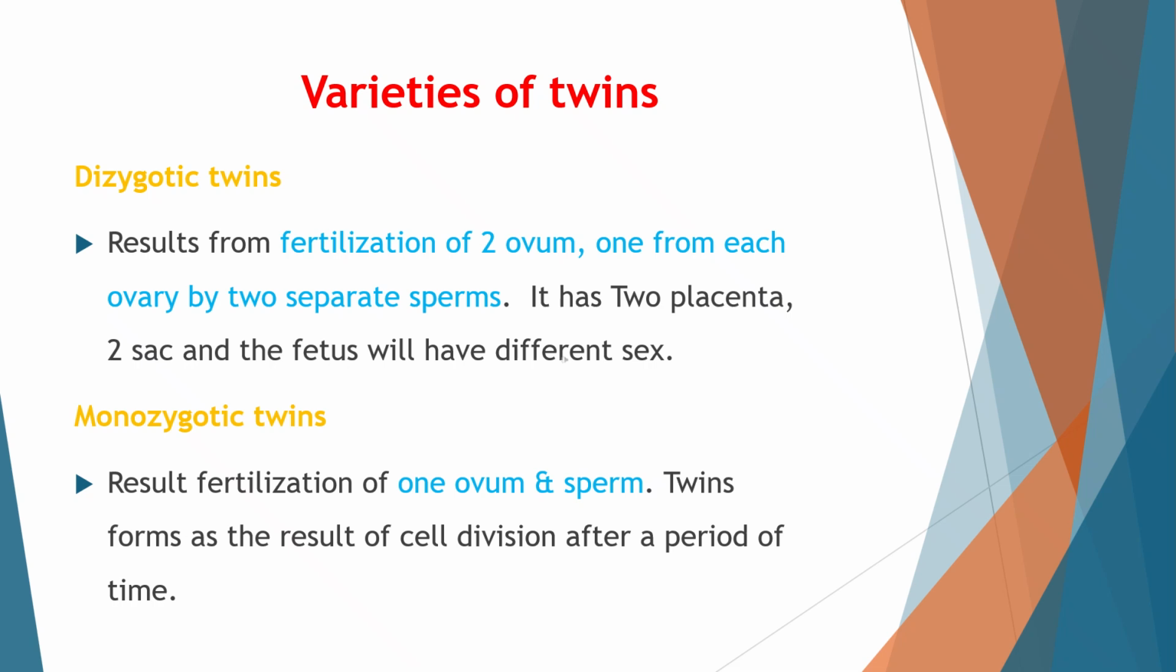On the other hand, monozygotic twins, also called identical twins, result from the fertilization of a single ovum by one sperm. After fertilization, the single fertilized egg later divides into 2 embryos. Because they come from the same ovum, these twins are genetically identical and are always of the same sex.